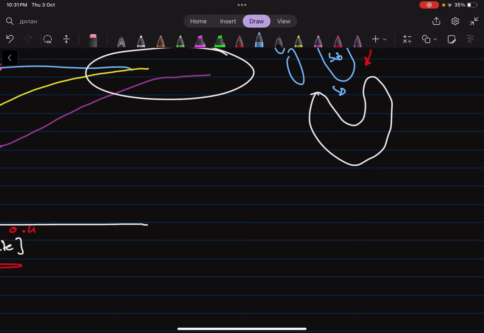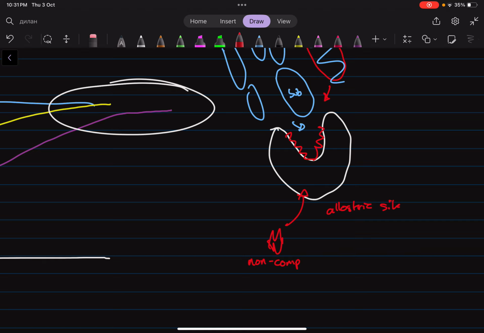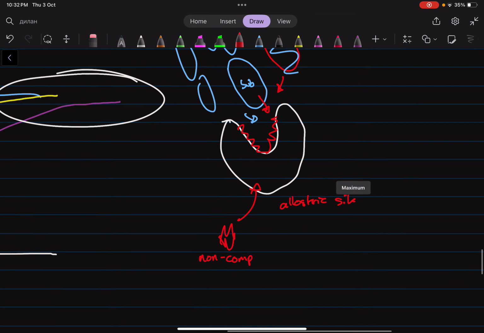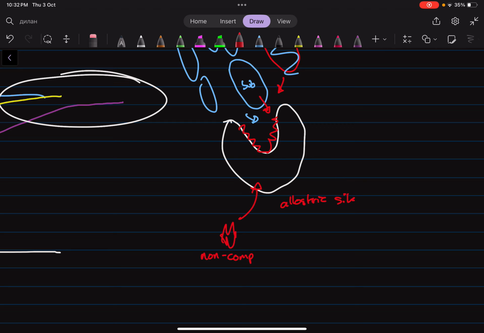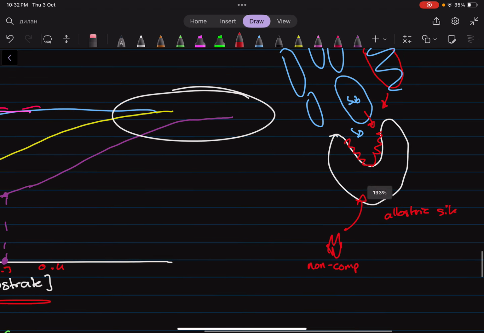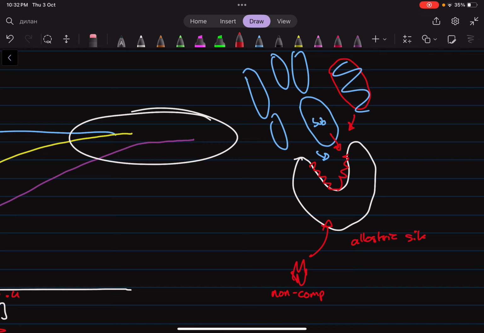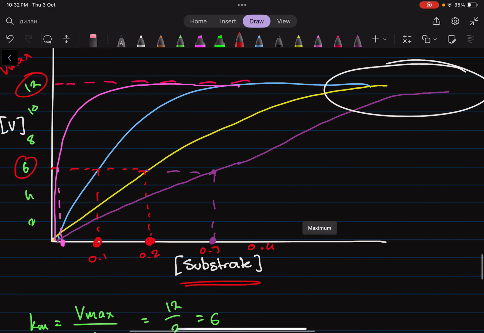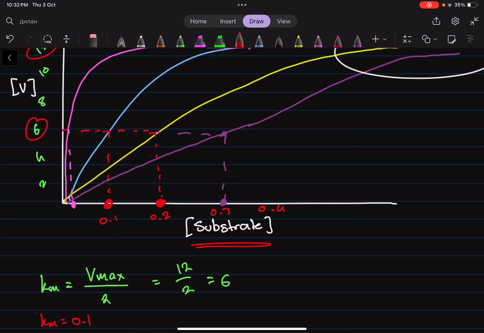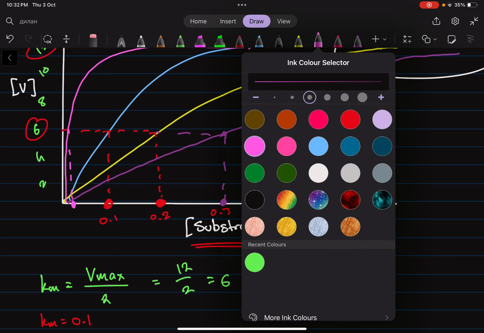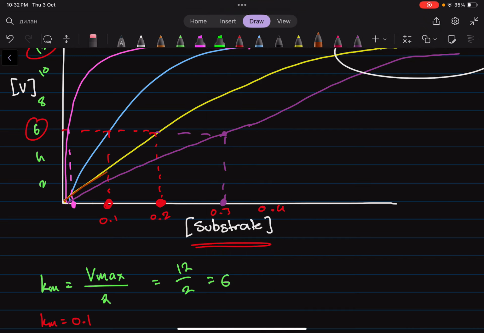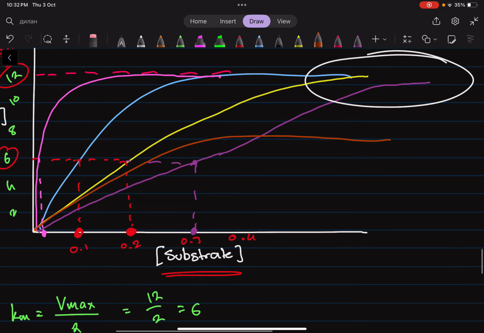A non-competitive inhibitor binds somewhere here in an allosteric site. This is non-competitive. So that changes the shape of this, which means these can no longer bind. Non-competitive inhibitors change the shape of the active site. So it will never achieve Vmax because it's not about the enzyme's affinity for the substrate, it's just about changing the active site shape. So a non-competitive inhibitor, I'll do orange, will look like this. Okay, it will never achieve Vmax.